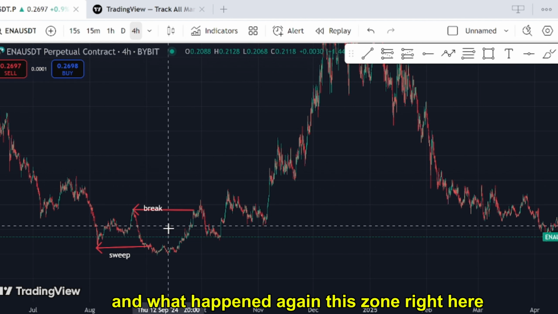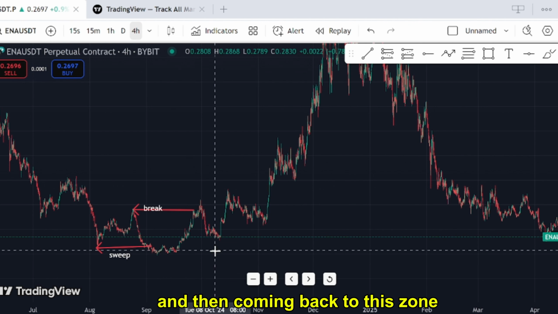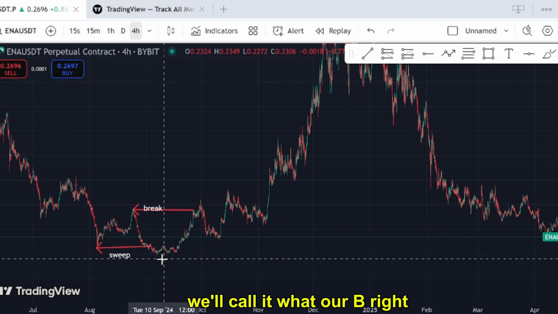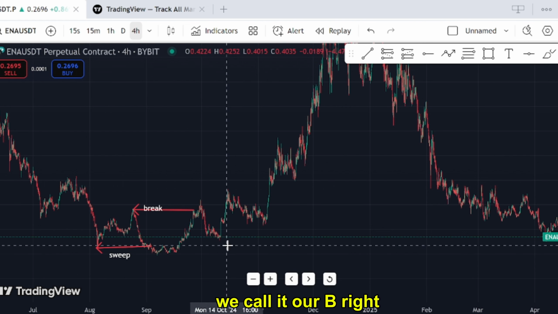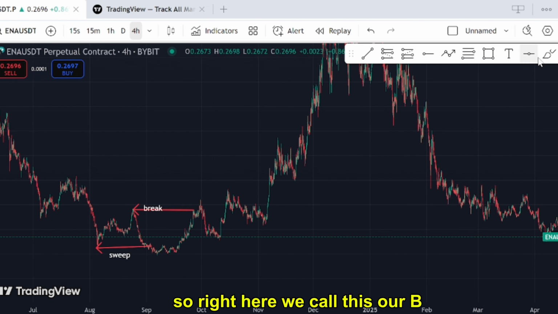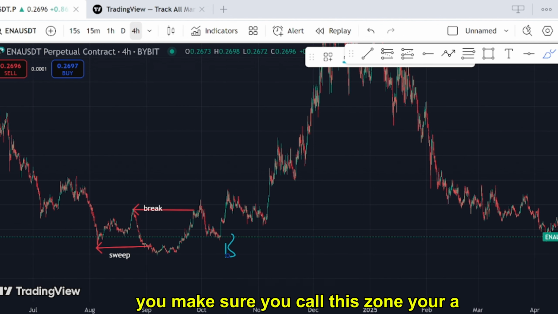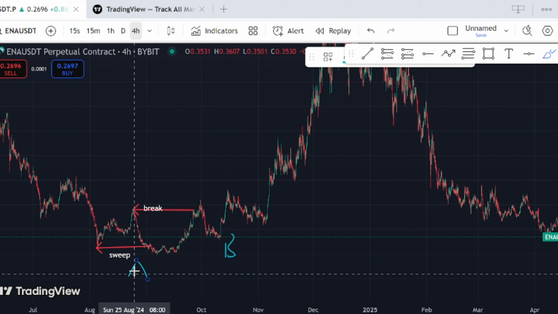Right? And what happened again, this zone right here, we'll call it our A, which is the sweep. And then coming back to this zone, we'll call it our B, right? So right here, we'll call this our B. And right here, make sure you call this zone your A, right?